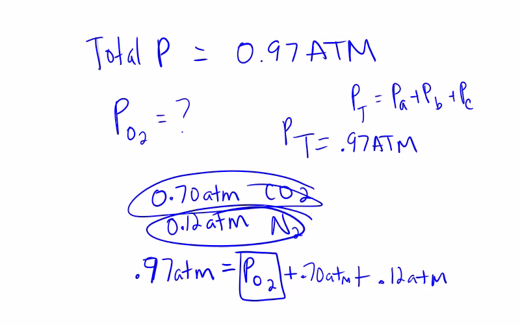So we have 0.97. We're going to subtract 0.70 and 0.12, and this gives me an answer of the pressure of oxygen is equal to 0.15 atmospheres. So very simple, gives us the answer there. Just a simple little addition or subtraction problem. Let's move on and try number 2.